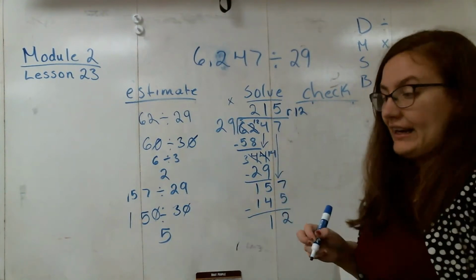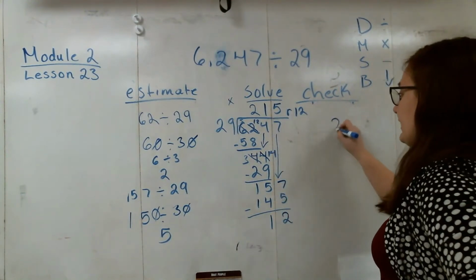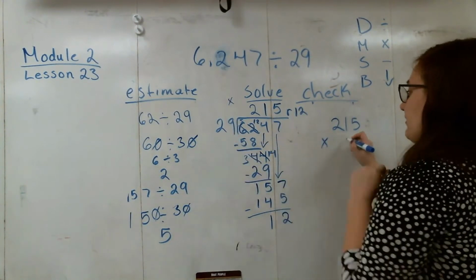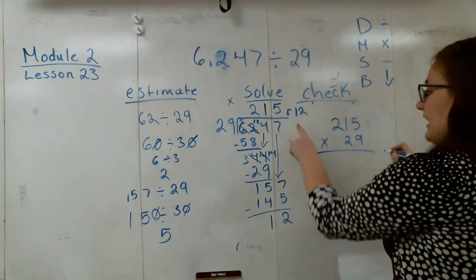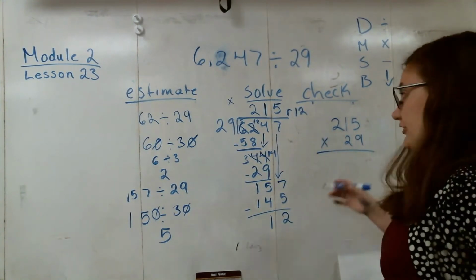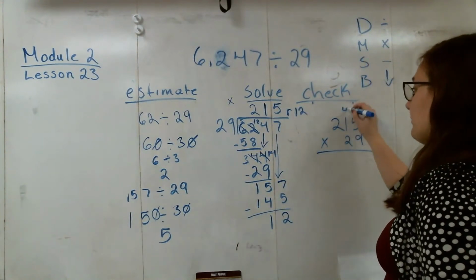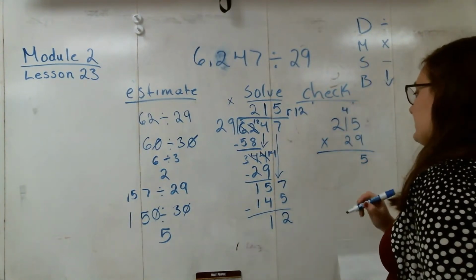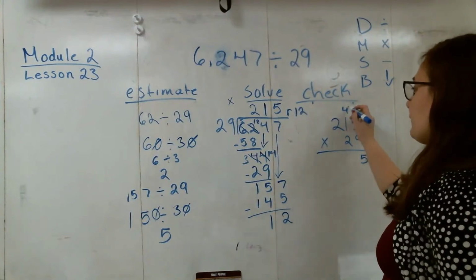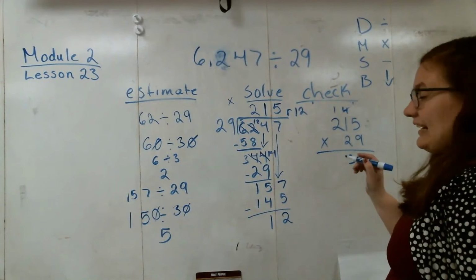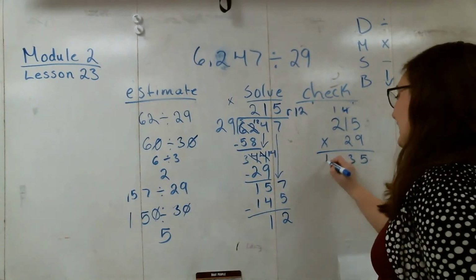To check my answer, I would need to take my quotient, multiply by my divisor, and then add my remainder. I'm going to do that real quick to show you what that would look like. We do 5 times 9, which is 45. 1 times 9 is 9, and 9 plus 4 is 13. Then 9 times 2 is 18, and 18 plus 1 is 19.